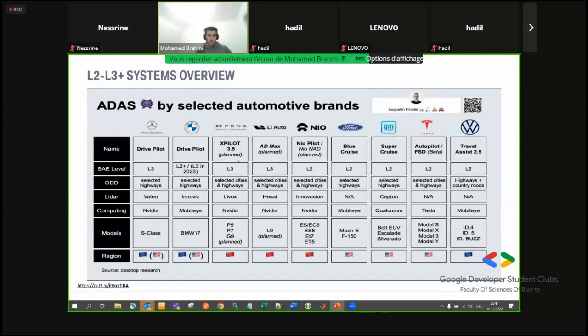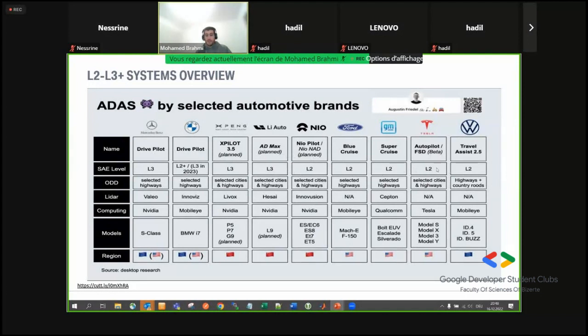And here are other companies from China. To be honest, until now I did not hear about them, but you see there's a lot going on here. They are also implementing L3 systems, and you see here that the rest is L2.